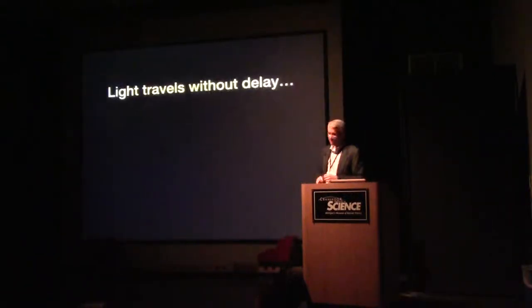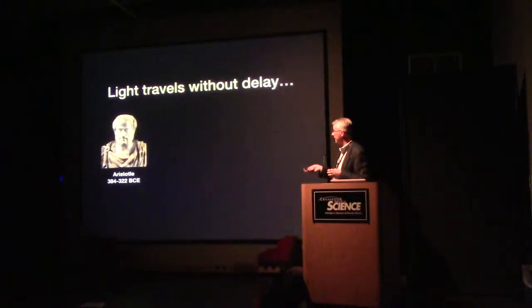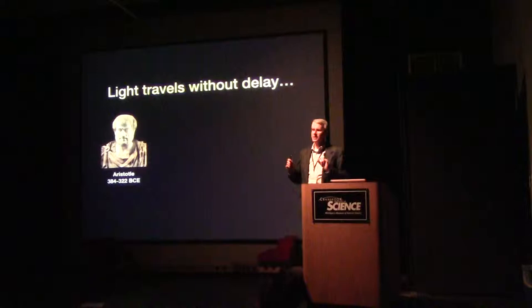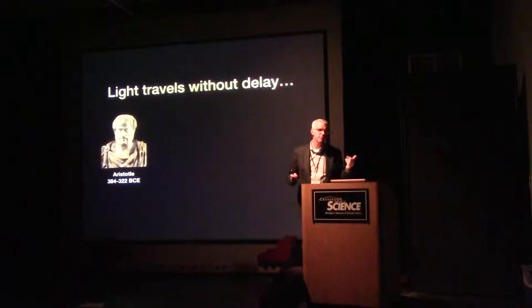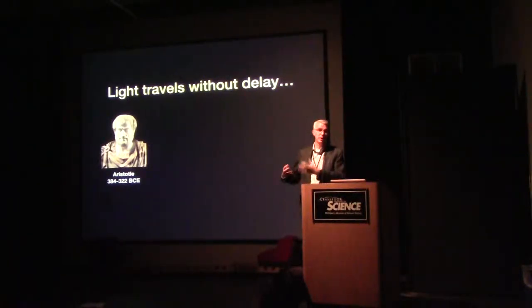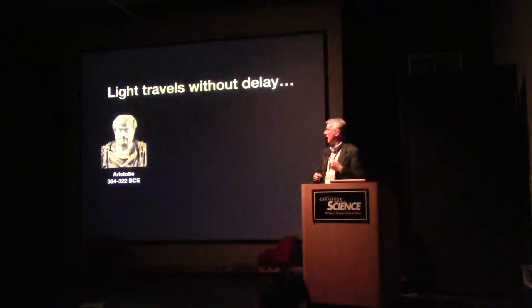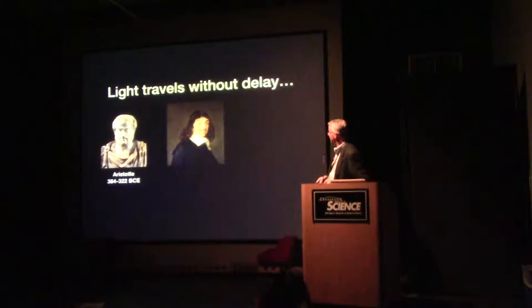So we start out with this idea here, which is that light travels without delay. Right? So who thinks that? It turns out Aristotle thinks that. Now Aristotle also thinks that if you drop two objects at the same time, the heavier object will fall faster than the lighter object, in proportion to their difference in weight. So a 100-pound cannonball falls to the ground 100 times faster than a 1-pound cannonball. That's a great idea. It turns out nobody bothers to check for nearly 2,000 years. So not everything that Aristotle comes up with turns out to be right.